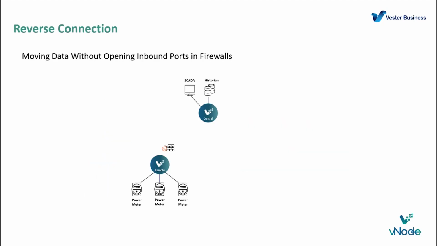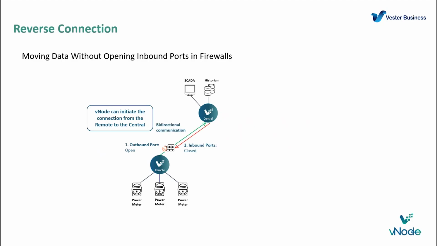That's pretty good. And the second part is the reverse connection that I already told you about. That means that you only create one single outbound port to the centralized environment, and there are no inbound ports to the OT network. That's pretty much working like a DMZ. It's really secure, based on TLS.